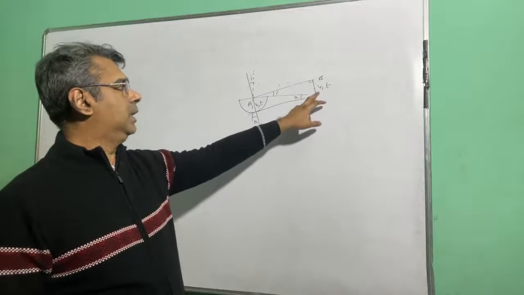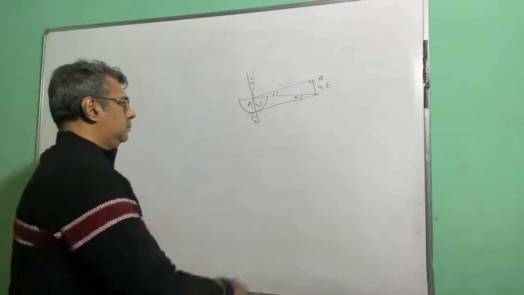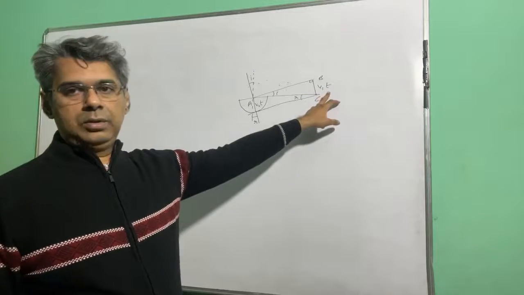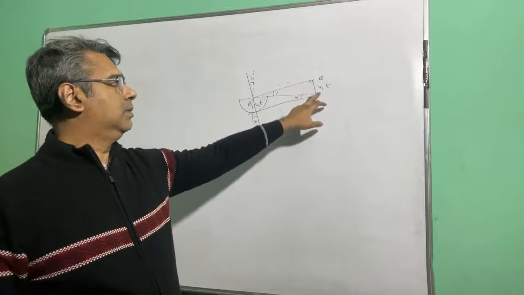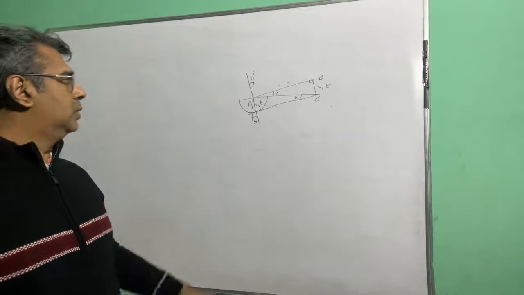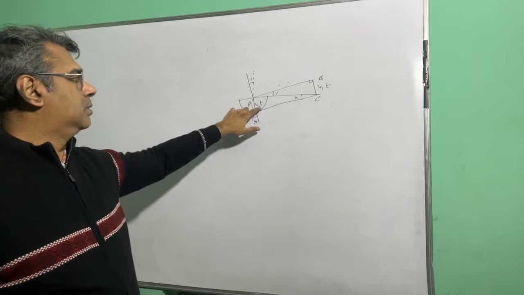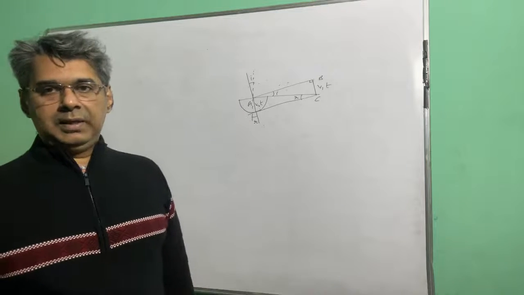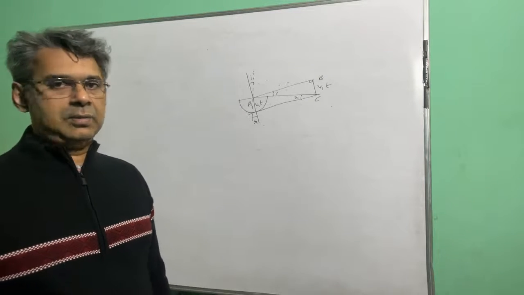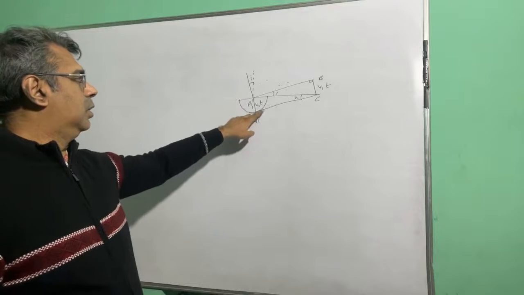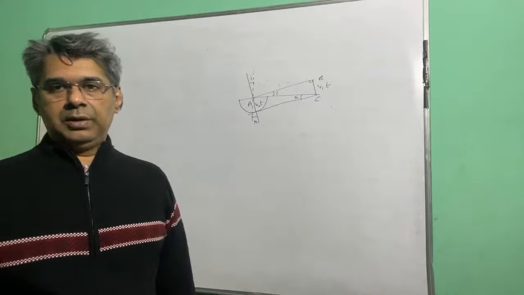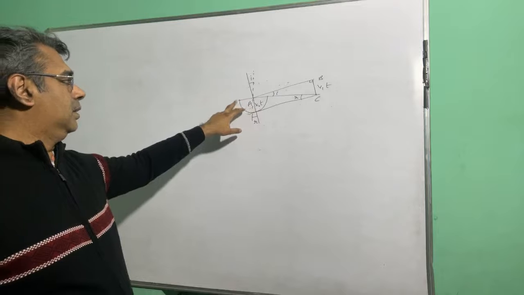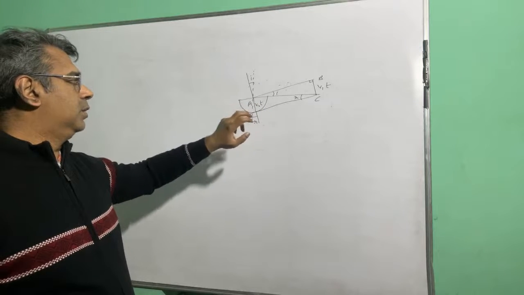So from B to the boundary, the distance will be the speed into t, like v1 into t. So BC will be v1 into t. Now with A as center and radius V2 into T, you draw a wavelet. You have to draw it in the other medium, the medium into which the ray is getting transmitted. This time the radius will be V2 into T, because in this medium the velocity is V2.